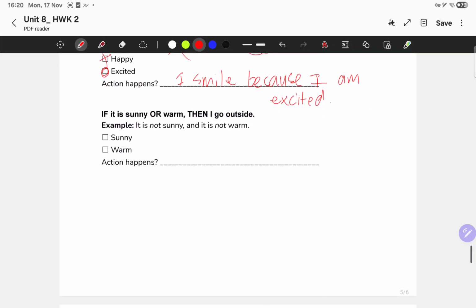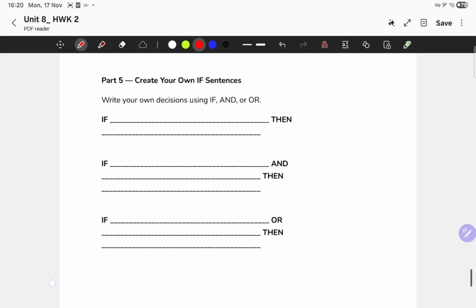That's fine. So if it is sunny or warm, then I go outside. It's not sunny and not warm. I can't check any of these. So therefore, I do not go outside. Super easy, right? Next, create your own if statements. Bonus points if it's funny.